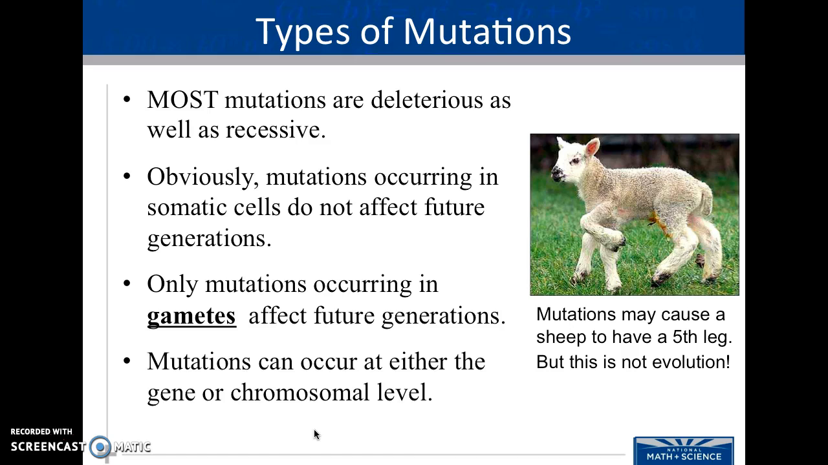Obviously, mutations occurring in somatic cells don't affect future generations. So if I get a mutation in my skin cells, maybe a cancerous skin cell, I can't pass that on. I could only pass on the genetics that maybe indicate that I'm going to get that, through my eggs. So only mutations occurring in gametes affect future generations.